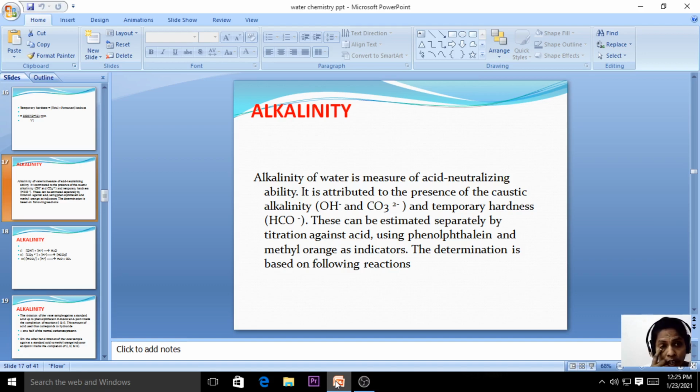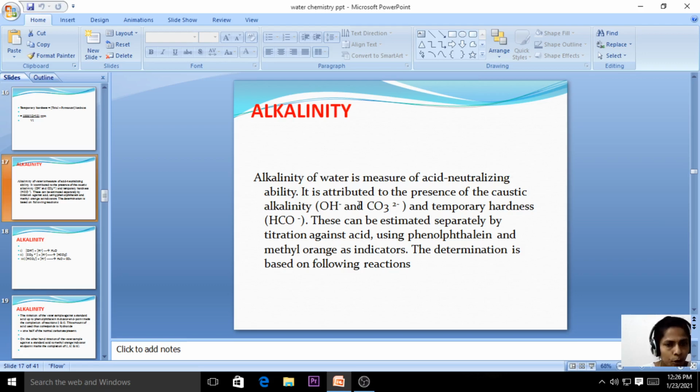So now let us see what is alkalinity. Alkalinity of water is nothing but acid neutralizing capacity. It is basicity. So bases are neutralizing acids. So alkalinity is one of the properties. It is defined as acid neutralizing capacity. Alkalinity of water is a measure of acid neutralizing ability. So what is alkalinity? It is the measure of acid neutralizing ability.